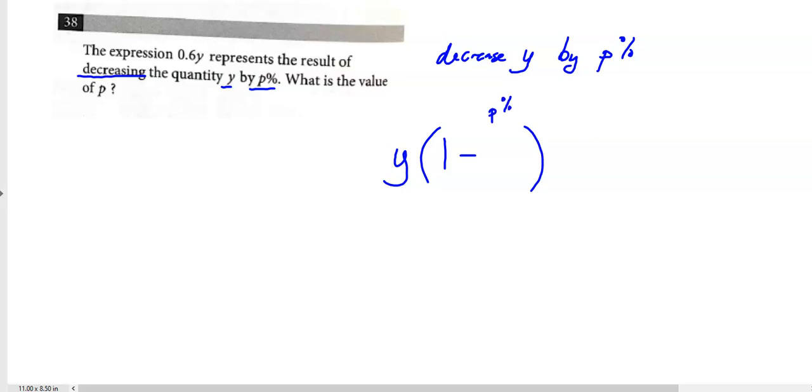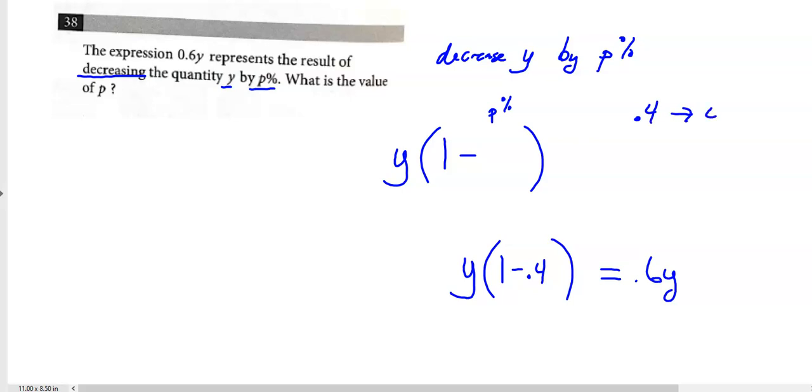And somehow I end up with, it wants to know what's the value of p, so they want to know what's the percentage, by how much percent. Well, if I start with y, and I end up with 0.6y, that means we took away 0.4. All right? Because 1 minus 0.4 will give me 0.6. But 0.4 is a percentage. 0.4 is really 40%, because you move the decimal 2 places. So by what percent? Correct answer here is 40.